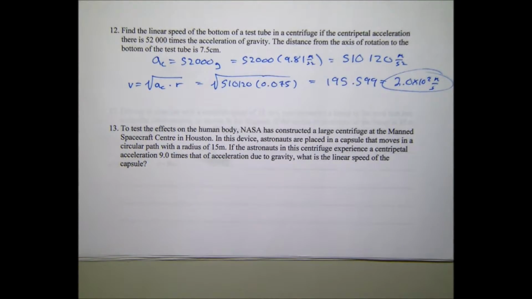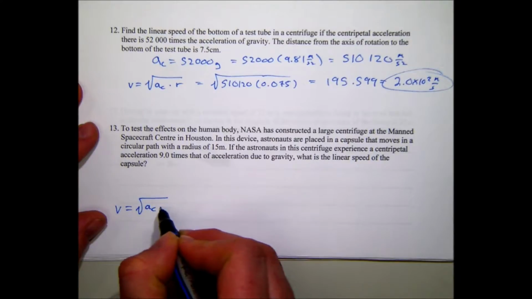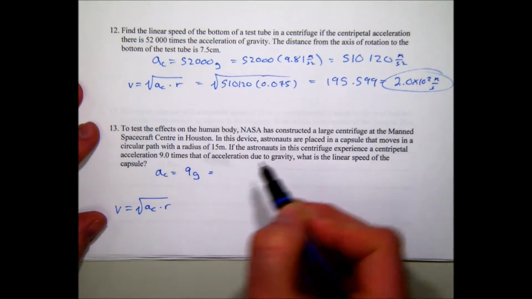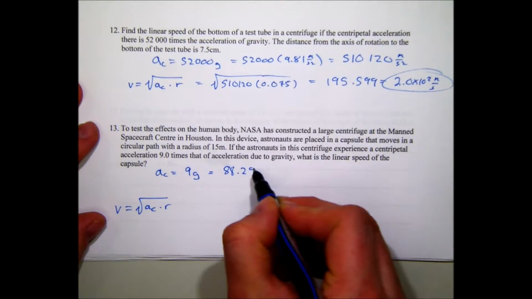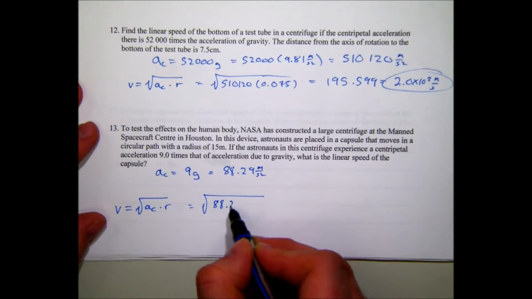To test the effects on the human body, NASA has constructed a large centrifuge at the Manned Spacecraft Center in Houston. In this device, astronauts are placed in a capsule that moves in a circular path with a radius of 15 meters. If the astronauts in the centrifuge experience a centripetal acceleration of 9 times acceleration due to gravity, what is the linear speed of the capsule? So V is equal to the root of AC times R. AC is equal to 9G, which is equal to 88.29 meters per second squared. Use that number down here.